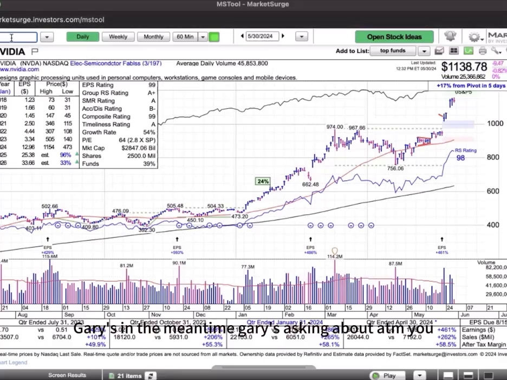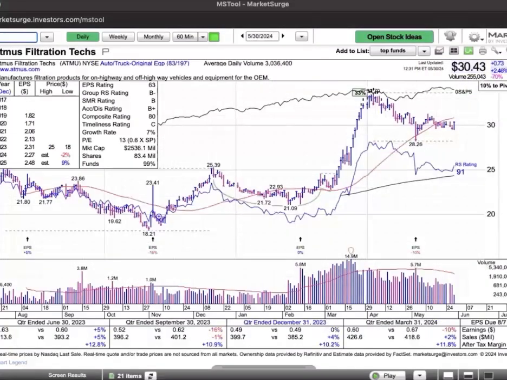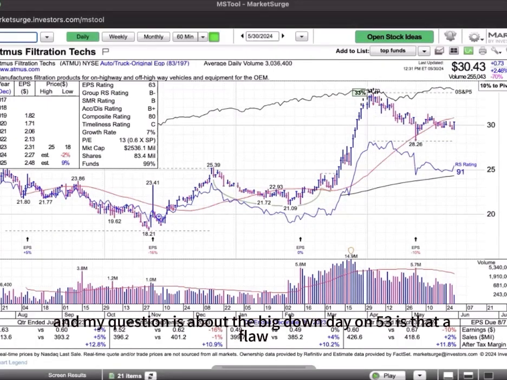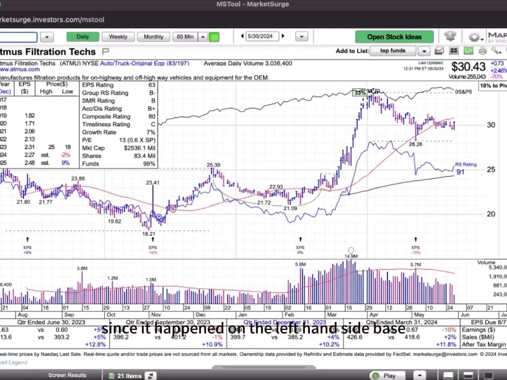In the meantime, Gary's asking about ATMU, saying it's not ready yet, but my question is about the big down day on 5/3. Is that a flaw or a good thing? Is it a bit of a washout since it happened on the left-hand side of the base? I think you're talking about this. This would be much better if it had a good close, showing that it sort of cleaned things out and then that there was some buying appetite. Here you got a bad close. Now it has come back, but I would tend to agree with your first thought. I do like that the volume's drying up. I would tend to agree though, I don't think it's really ready.